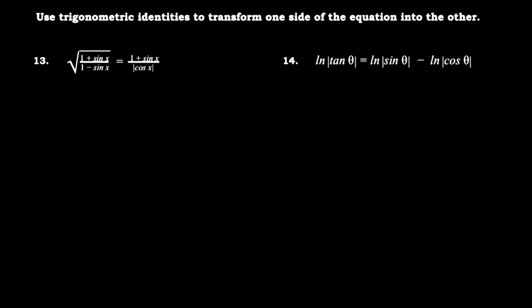Number 13 gives us the square root of 1 plus sine of x over 1 minus sine of x, that's all on the left, and then 1 plus sine of x over the absolute value of cosine of x. The left side of this problem is obviously more complicated, having the square root in there, so I'm going to try working on that side.